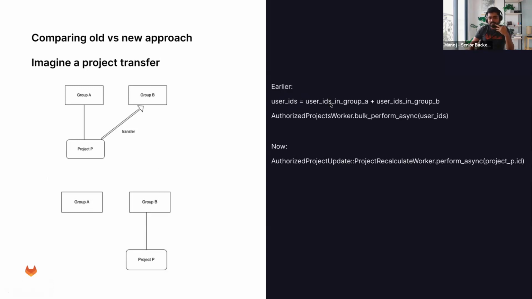Earlier, what used to happen is we used to take a union of all user IDs in group A and group B and run the legacy worker for all those users, which means that there were multiple jobs happening for all those users. If there were like 100 users combined in both groups, this was 100 different jobs, and people in group A would lose access, people in group B would gain access. But now this is much simpler. This is just one job. We simply pass the project ID of that project, and it is able to figure all this out inside one single job.